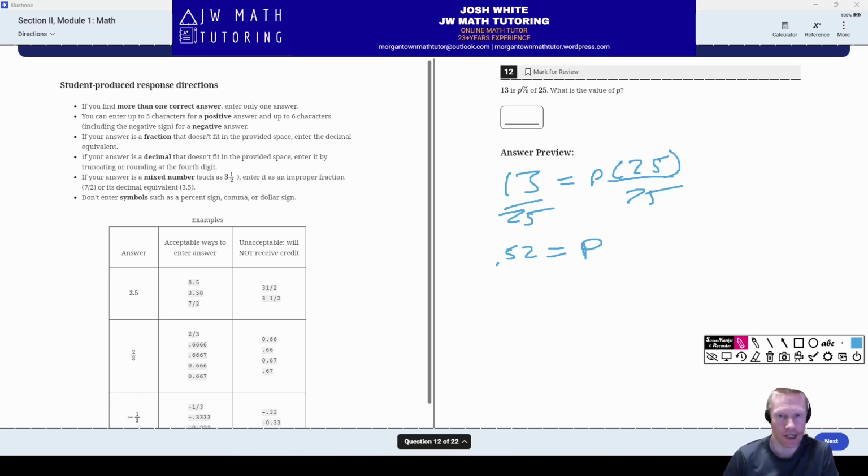But that's the percentage expressed as a decimal. Whereas here, they're telling you that P is the actual percentage itself. So the actual answer that you fill in is not 0.52, it's 52 because it is 52%. Okay?